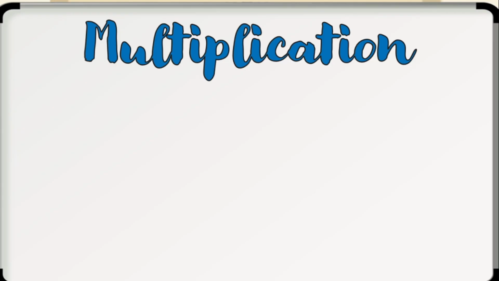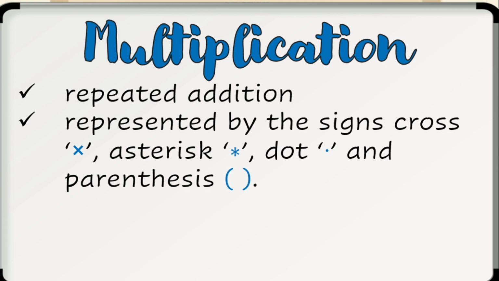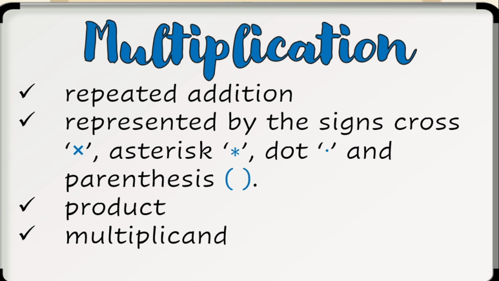Multiplication is one of the 4 basic operations of arithmetic. It gives the result of combining groups of equal sizes. In other words, multiplication is a repeated addition. Multiplication is represented by the signs cross, asterisk, dot, and parenthesis. Product is the answer in multiplication. The number to be multiplied is called the multiplicand, and the number with which we multiply is called the multiplier.